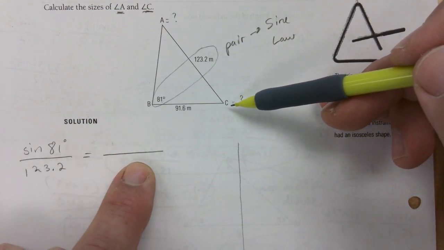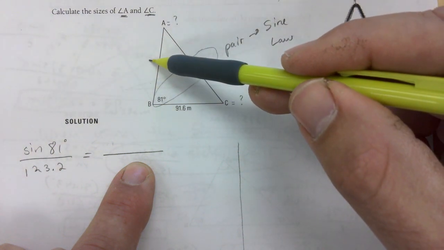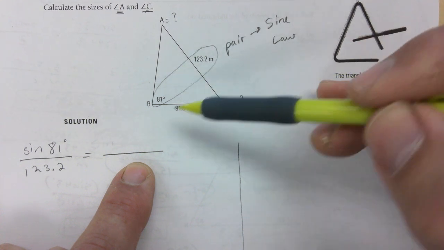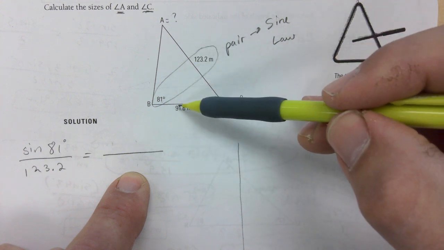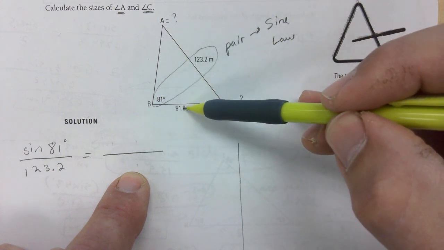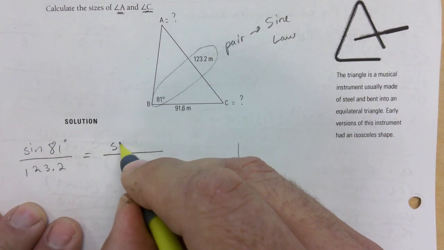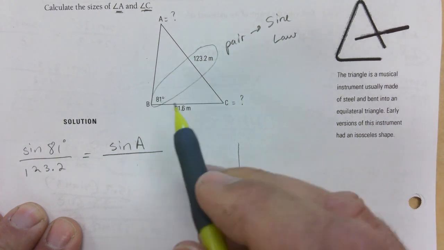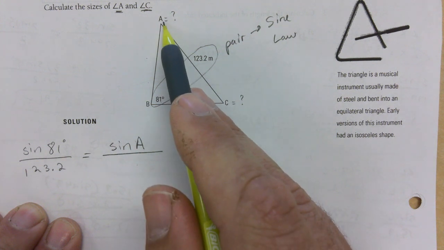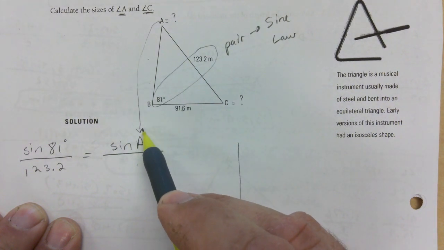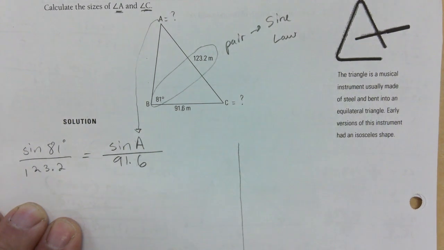If you go sine of C, you would have to put the side length underneath. If you did that, you would have two unknowns on this side, which is not good. You can't solve it. But if you solve for A first, you do have the side length, right? So we're going to solve for A first, sine A. So no degrees now. You put a capital letter for whatever is there, right? And then you put 91.6 underneath it.